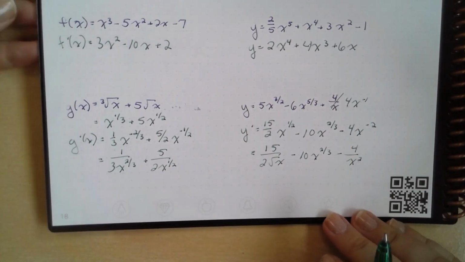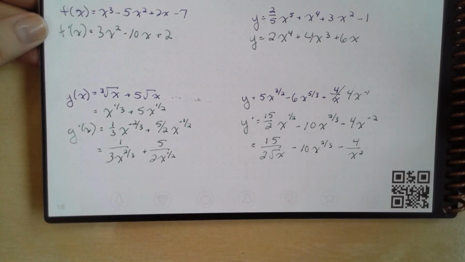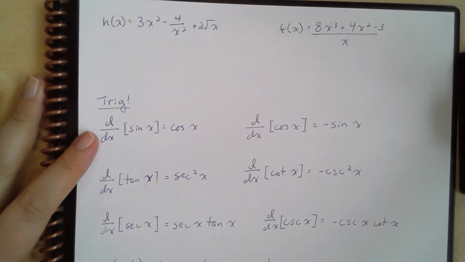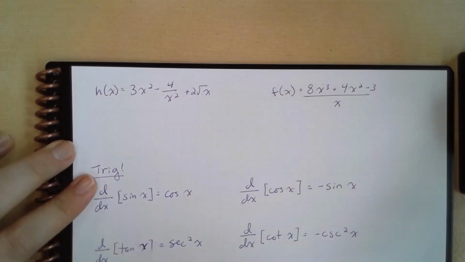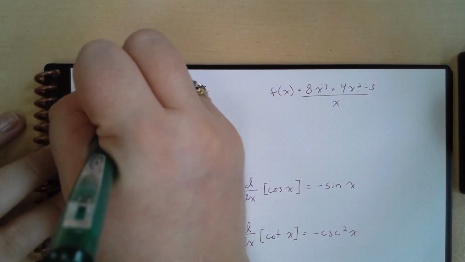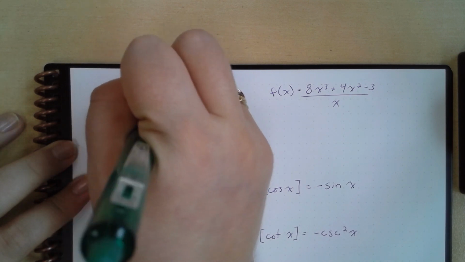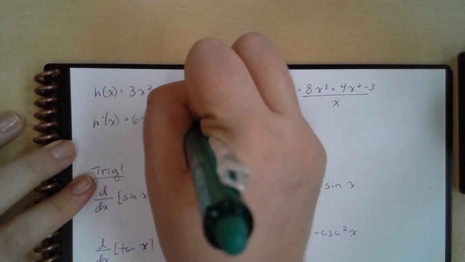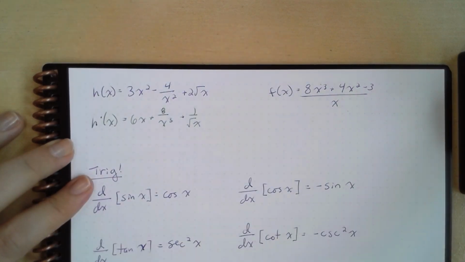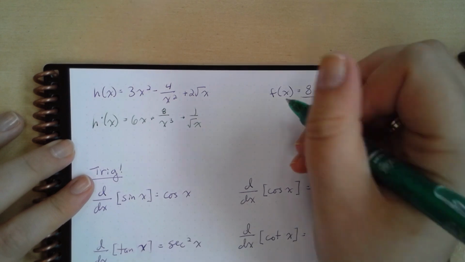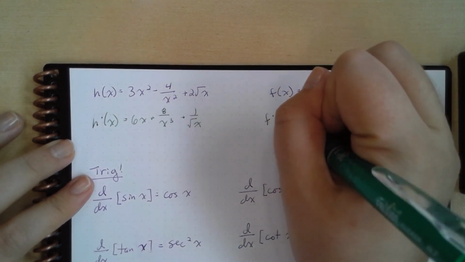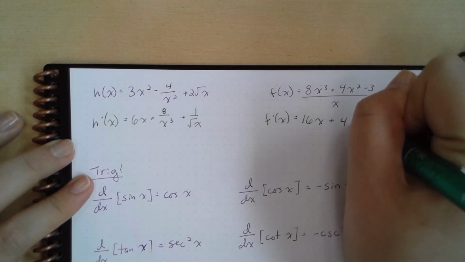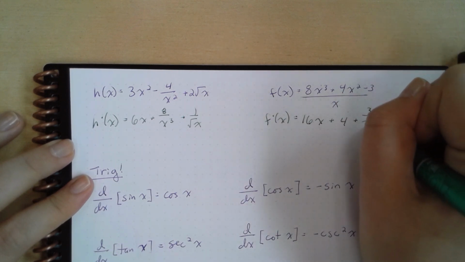All right, so hopefully that made sense to you as well. Now, I think we can skip these two. I can give you the answers though. H prime of x is equal to 6x plus 8 over x cubed plus 1 over radical x. You don't need to see me work through it though, I don't think. And here, f prime of x is equal to 16x plus 4 plus 3 over x squared.